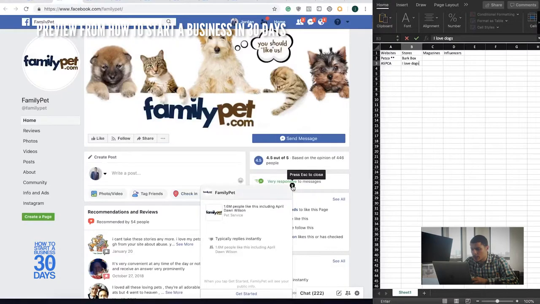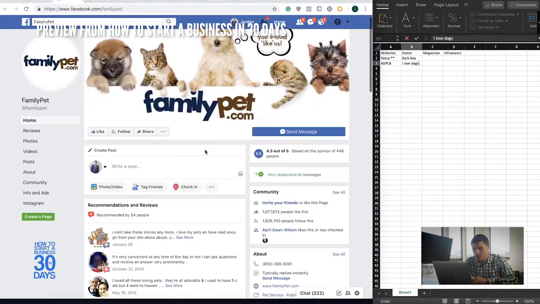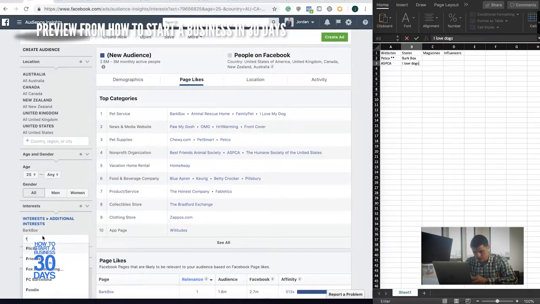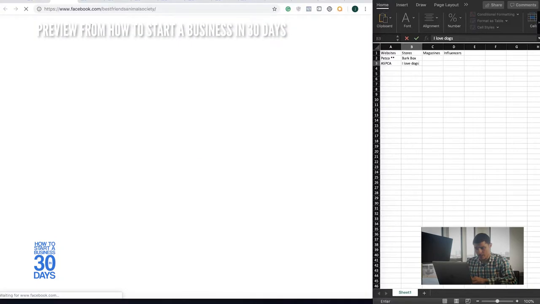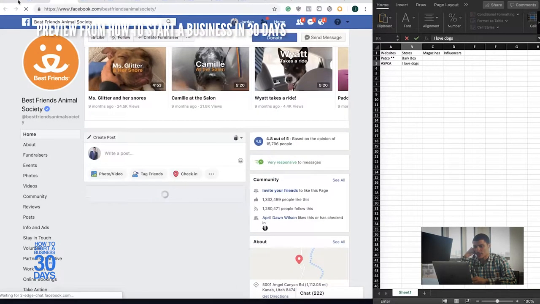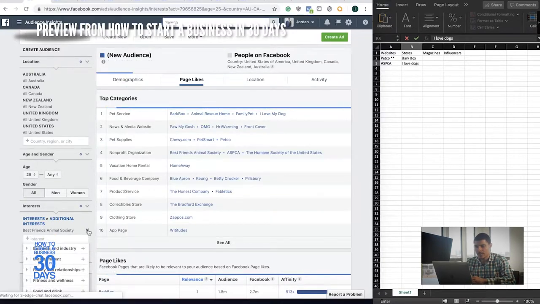So we're looking, and we have familypet.com, but we also see that there's not one, right? So we got to go back to BarkBox. Best Friends Animal Society. What do we have here? Best Friends Animal Society, 1.3 million people. Best Friends Animal Society. Let's see what we got.